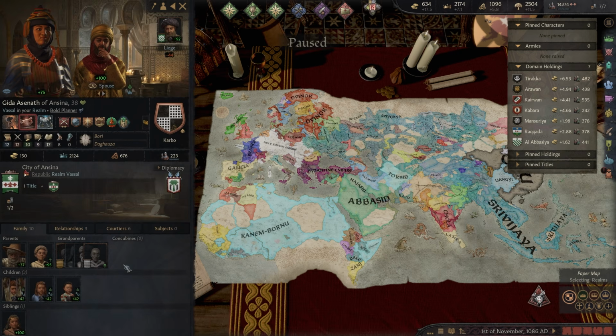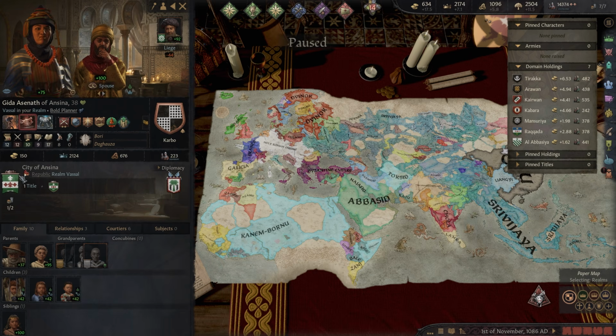Now, you could argue that he shouldn't be in line to a Republic title because Republics don't work that way, but whether the Republics work that way or not, that's the way the game has decided to calculate it. So we need to find a solution.